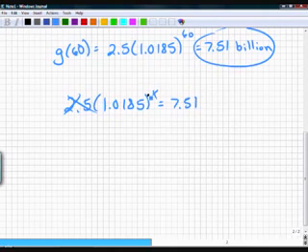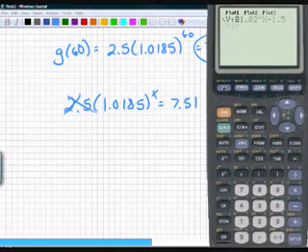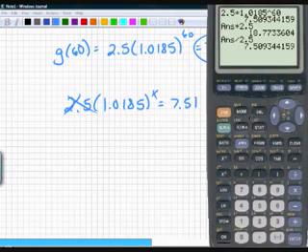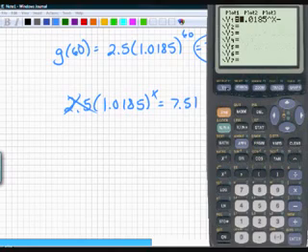So we're going to graph 1.0185 to the x power minus 7.51 equals 0, and then try to find out where it crosses. So y equals 1.0185 raised to the x power minus, I'm going to throw in a few extra decimal places, second quit, what was it, 7.50934? Just to make it a little bit more accurate. Graph.